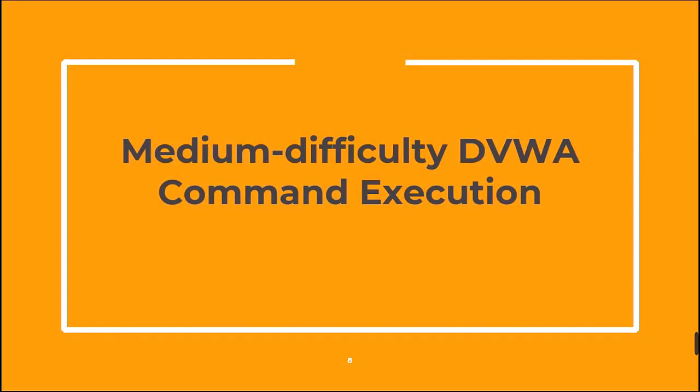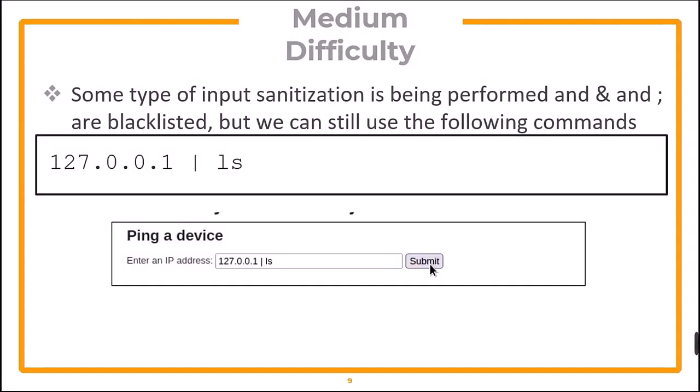Now let's see what happens in medium difficulty command execution challenge. In medium difficulty, some type of input sanitization is being performed. The ampersand and semicolon symbols are blacklisted, but we can still use the pipe symbol to execute our commands.